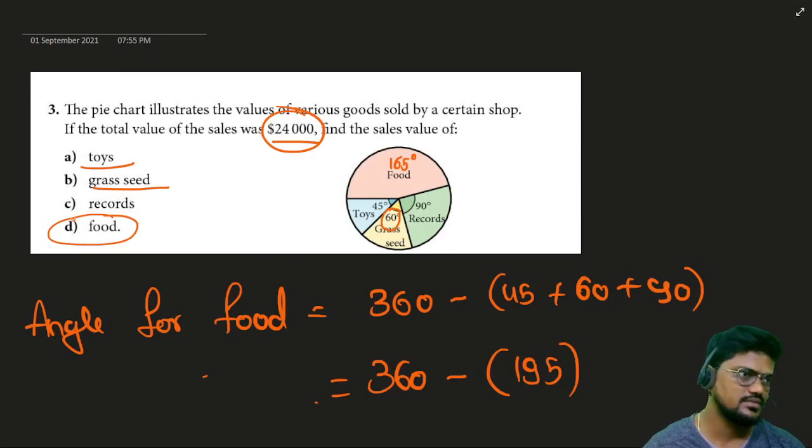165 is the angle. No, no, I'm telling the steps. Okay, okay. No, no, you have to tell the answer.